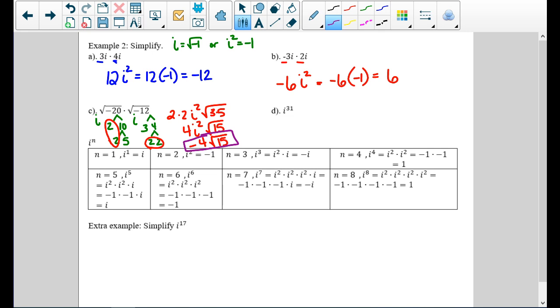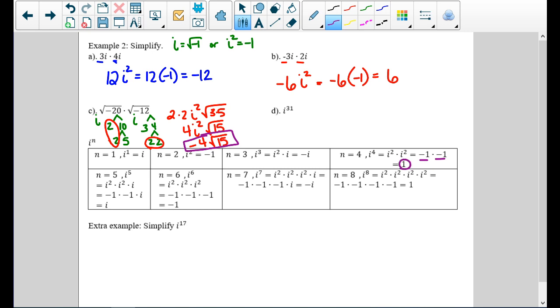Now, letter D, i to a power. Okay, there's a chart down here. It kind of helps you think things through. But again, every pair of i's makes a -1. Two -1's make a +1. So you can see here with 4, i to the 4th is i squared and i squared. Both of those make negative ones, but the two negatives here actually make a positive answer.